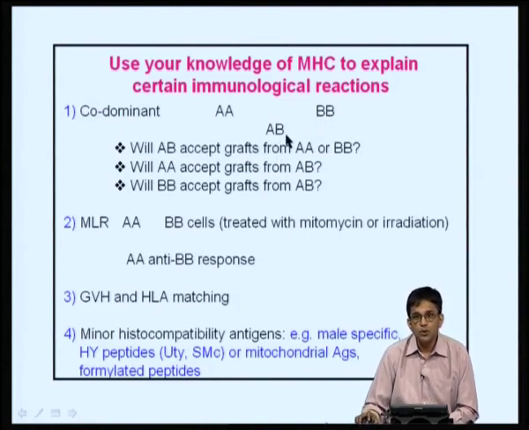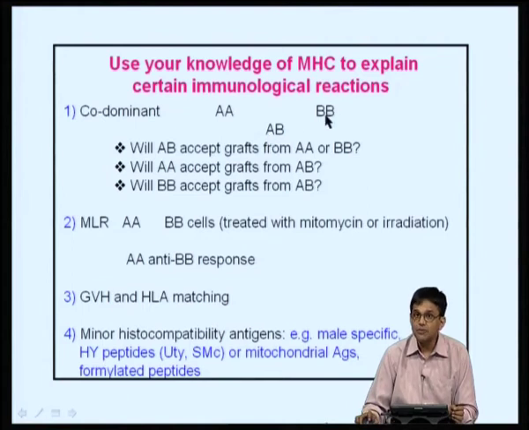I want you to answer the following question: will AB accept grafts from AA or BB? The answer is AB will accept grafts from AA or BB, because the A antigen is present in this F1 individual. So, it will see A as well as B as self, and therefore will not mount a reaction against it. On the other hand, will AA accept grafts from AB? Not likely, because the B is not present in AA and will be seen as foreign, and therefore AA will not accept grafts from AB.